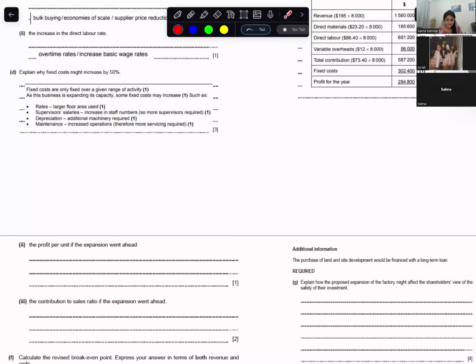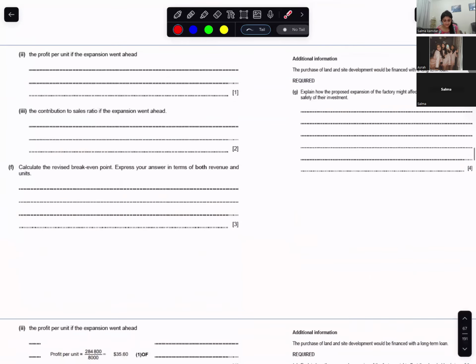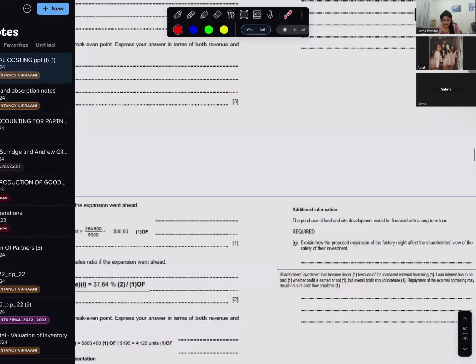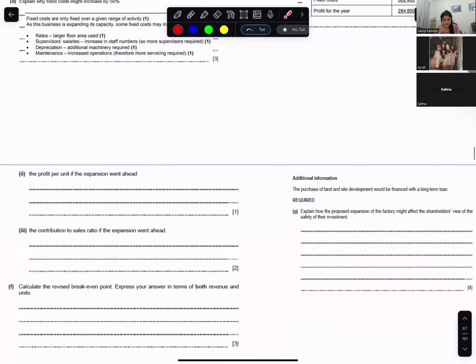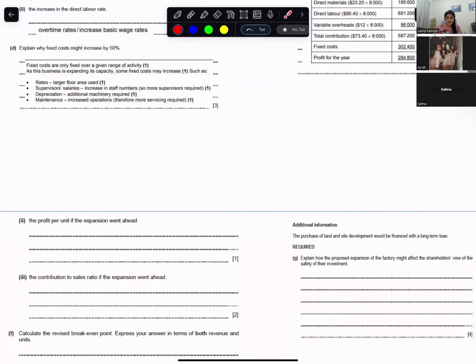Okay. Why fixed costs increase? If you start advertising, then your fixed cost will increase. Then, I don't know what else is written. If your rent has increased, depreciation has increased, supervisor salary has increased. So these are the reasons for increase in the fixed costs.